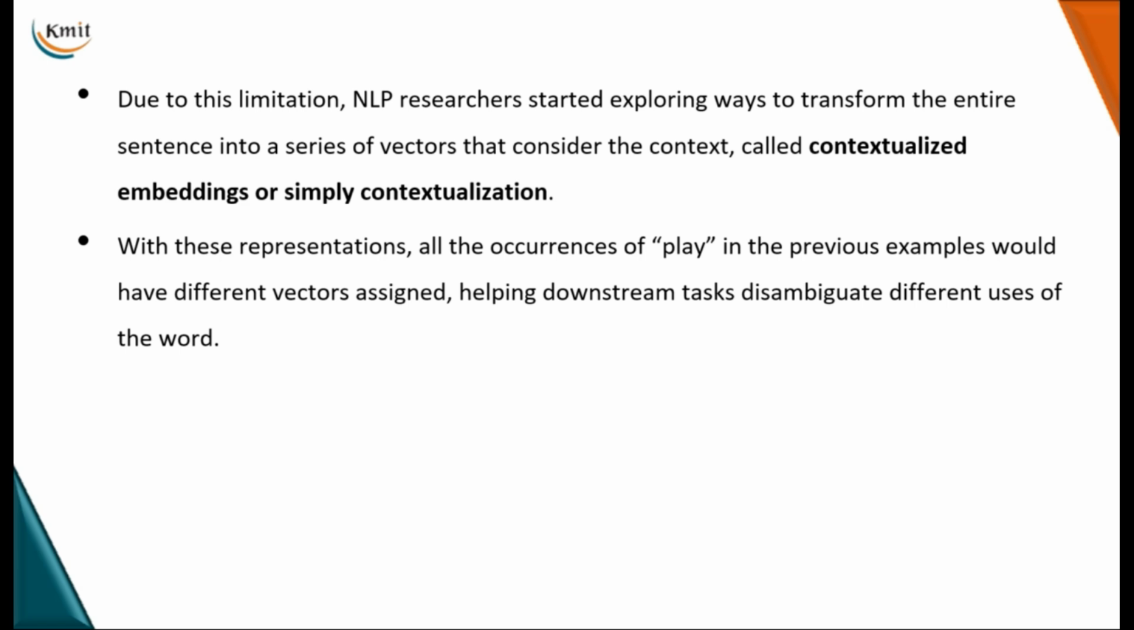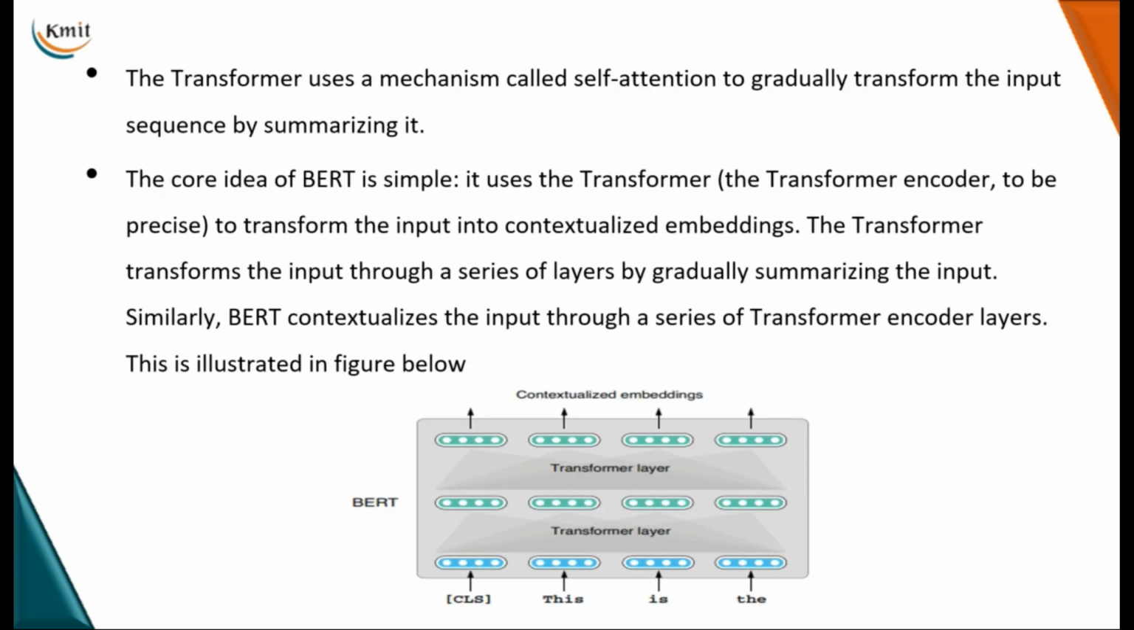Due to these limitations, NLP researchers started exploring different ways to add context into the picture, and we replaced the normal word embeddings with contextualized word embeddings, or simply contextualization. With these contextualized embeddings, all the occurrences of play in the previous examples would have different word vectors assigned, helping the downstream task disambiguate between the different meanings used in the context.